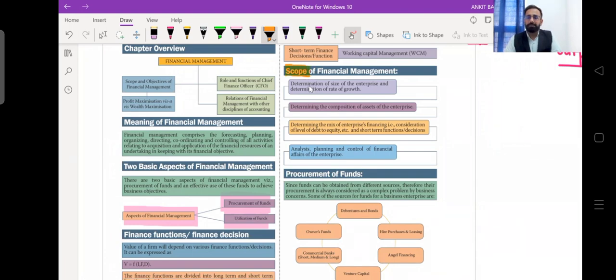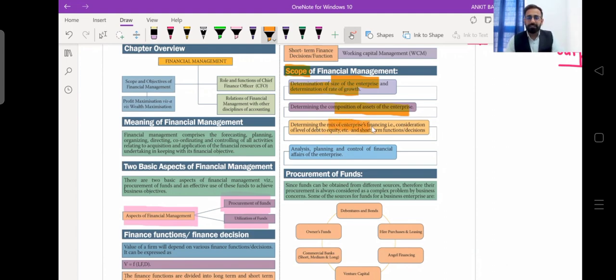The scope of financial management includes determination of size of enterprise, and determination of rate of growth. First of all, you have to find out the size of the organization, and accordingly you will be deciding from where to raise the money. Determining the composition of assets of the enterprise is the second scope. Why is this the second scope? Let's suppose your company requires assets of 20 crore rupees, and accordingly you will be raising the money from the market.